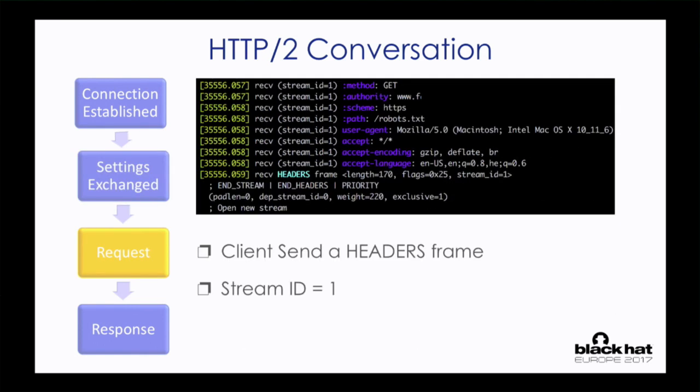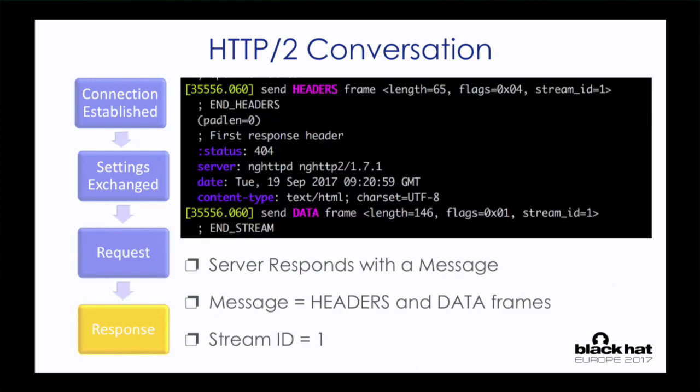This is a full snippet of a request. As you can see, this is a GET request, which is sent in a headers frame over stream ID 1. And the server can now respond with its own response. In this case, the response has both a headers frame and a data frame for the actual body payload of the message.